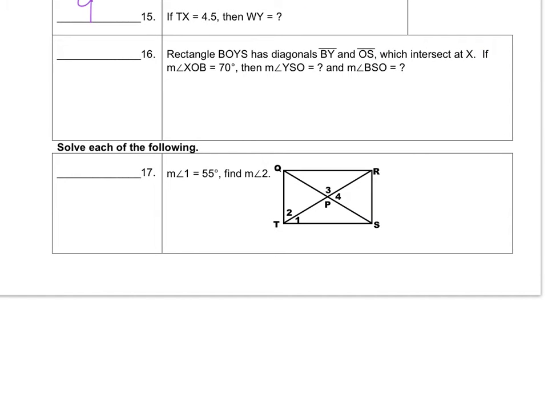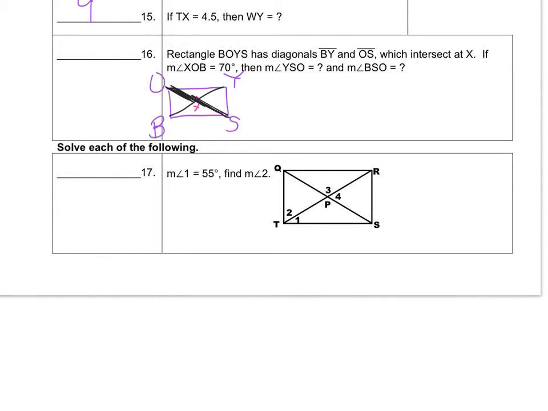Okay, now we're going to use rectangles for our picture. Let's get a picture drawn since we don't have one. Remember, it doesn't matter the order that you label your picture. I don't care if you go clockwise or counterclockwise, I don't care where you start, but just go in order. So it says you have your diagonals. I'll do my best at drawing these. And then they intersect at point X. It says if the measure of XOB, from X to O to B, and that diagonal's not drawing very well.